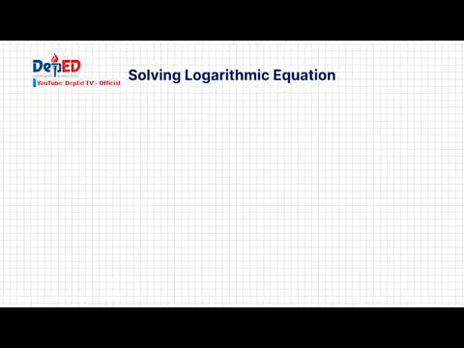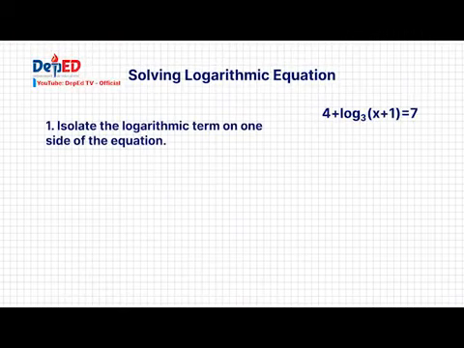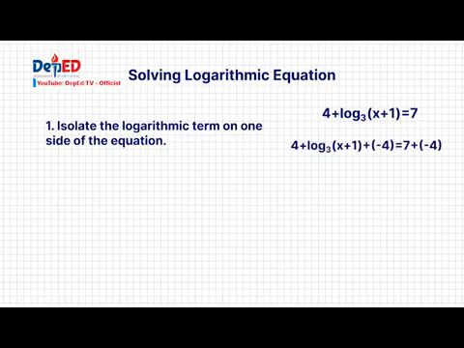Let us take 4 plus the logarithm of the quantity x plus 1 with a base 3 equals 7. Again, we isolate the logarithmic term on one side of the equation. By the addition property of equality, we add -4 to both sides of the equation. That gives us 4 plus the logarithm of the quantity x plus 1 with the base 3 plus -4 equals 7 plus -4. 4 plus -4 is 0, while 7 plus -4 is 3.